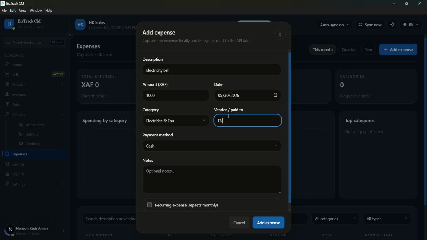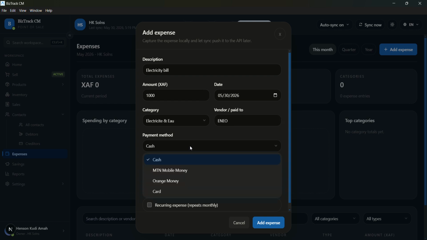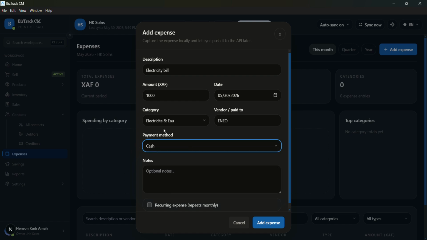Let's say we paid to NEO. And what was the payment method? Paid by cash, mobile money, and so on. Now this category will help us know which category of expense we are actually spending more money on. And if you have any special notes, you can just add them here.